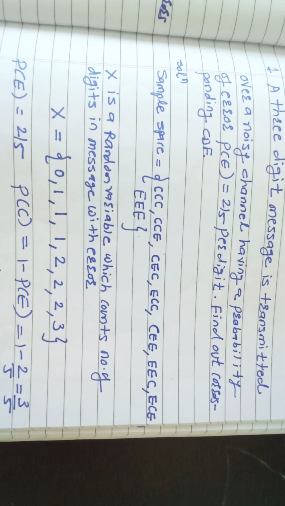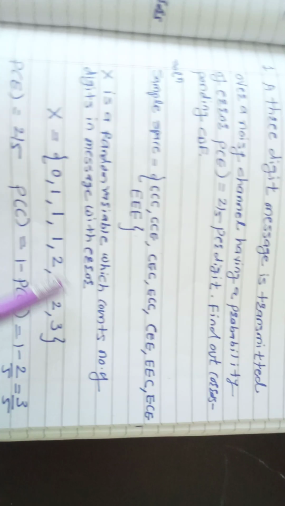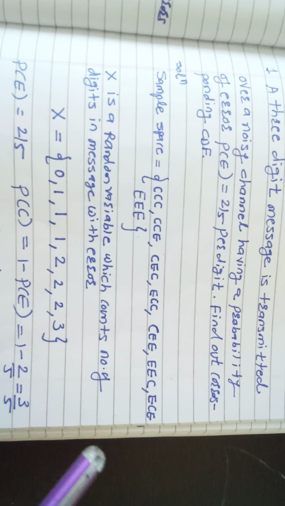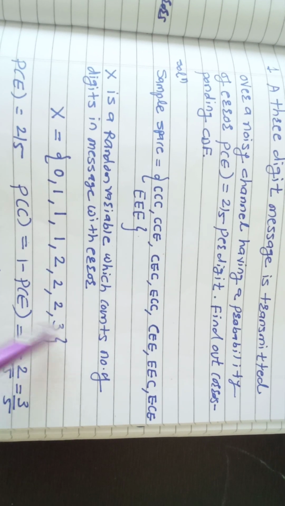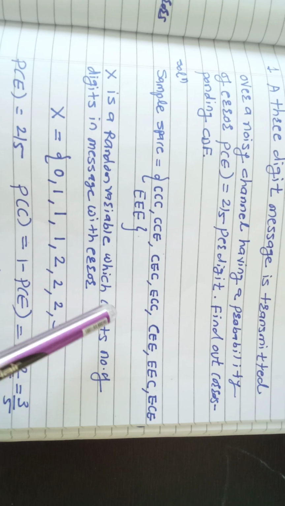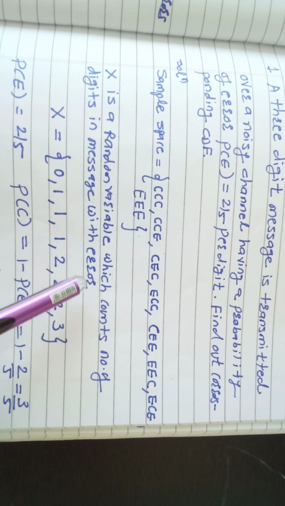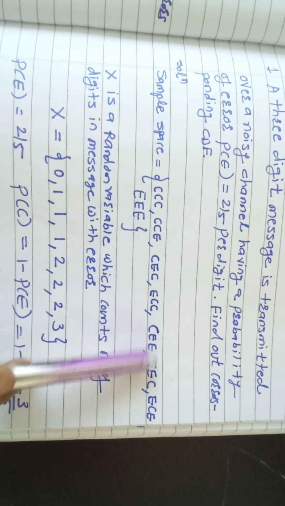Before starting to solve the CDF problems, you have to first form the sample space. So that we have formed. Now how to form the sample space? You have to read the problem, what they have given, and accordingly form the sample space. In this problem they have given the probability of error per digit. So you have to consider how many digits can be in error. Accordingly the sample space is formed.